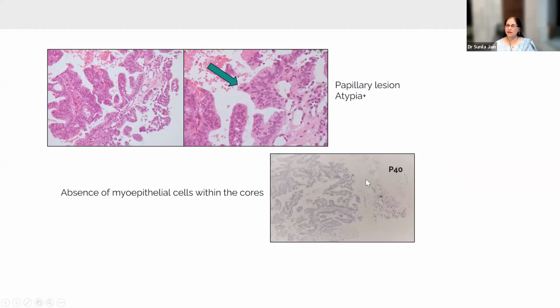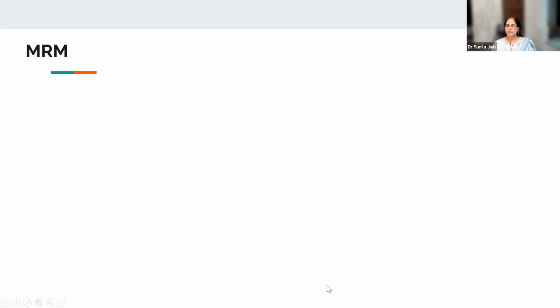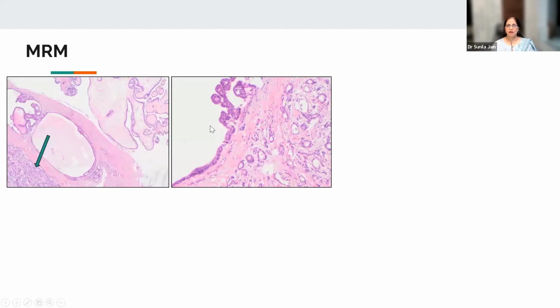We applied IHC markers, and there was absence of myoepithelial cells within the core and only occasional attenuated cells at the periphery. ER is strongly and diffusely positive. So what is the diagnosis? It could be papillary DCIS, it could be encysted papillary carcinoma since the lesion was circumscribed on the mammogram. So following this, we received the MRM of this patient, and we can see that this is a big papillary lesion which corresponds to the encapsulated papillary carcinoma.